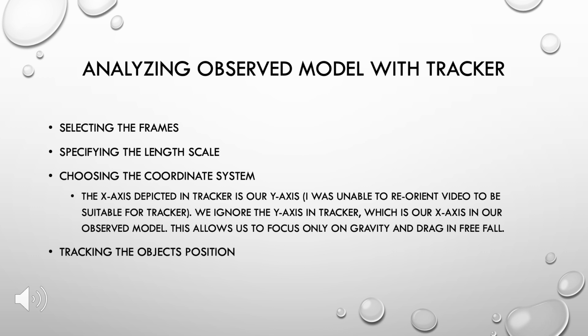Next, I manually tracked the position of the object's center of mass for each of the frames I selected. This way, Tracker associated a certain position along the y-axis to each time and plotted a position versus time graph. One thing that I must note is that in Tracker, I was unable to orient the axes, so the x-axis will technically be my y-axis, but in the video it will be pretty apparent.